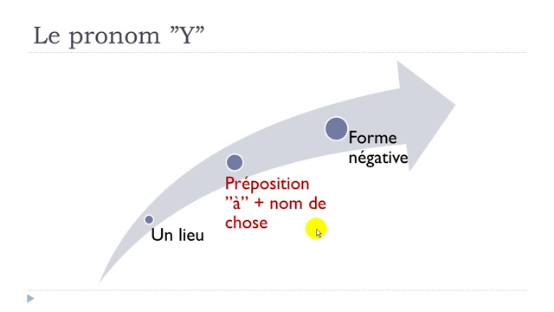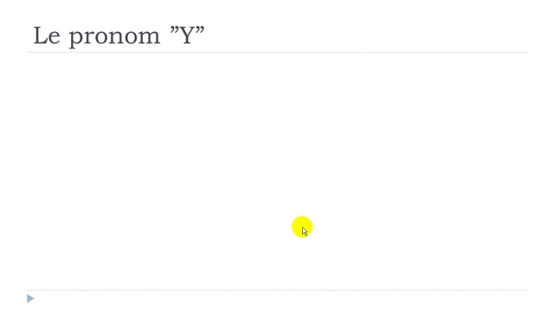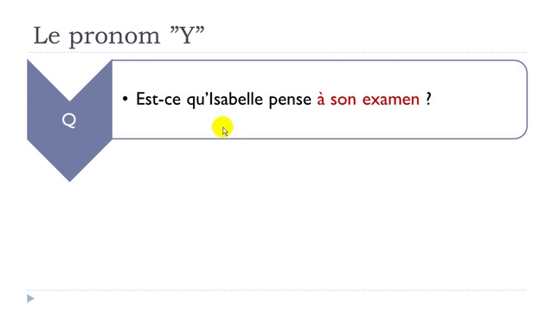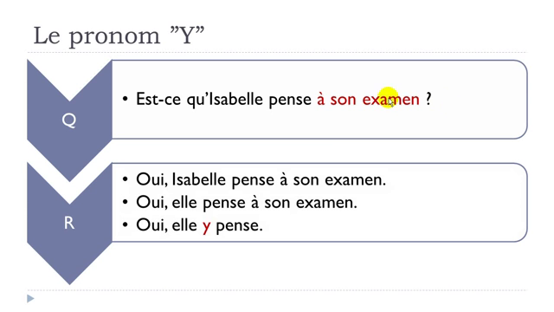Second situation when we can use this pronoun I or Y, it's when you replace this preposition à and then a noun of thing. Let's see now. Est-ce qu'Isabelle pense, pense is to think, à son examen, exam, okay, to think about. Est-ce qu'Isabelle pense à son examen? First option, repeat everything. Oui, Isabelle pense à son examen.